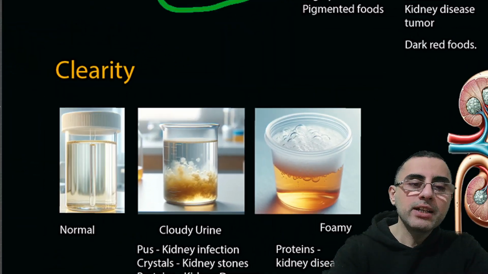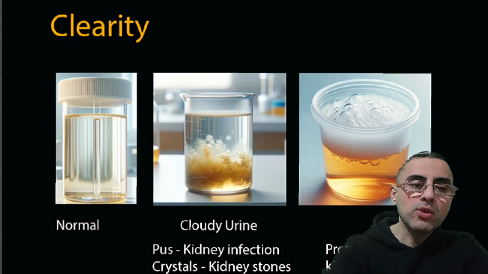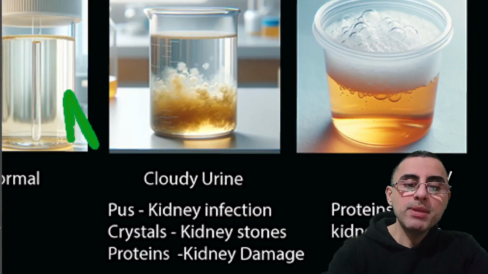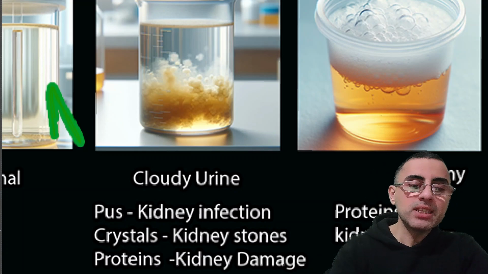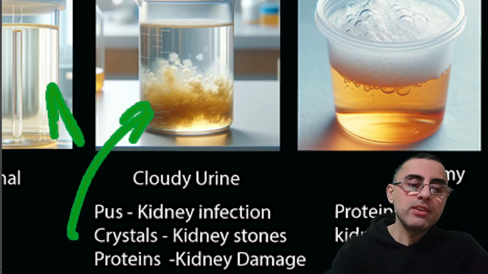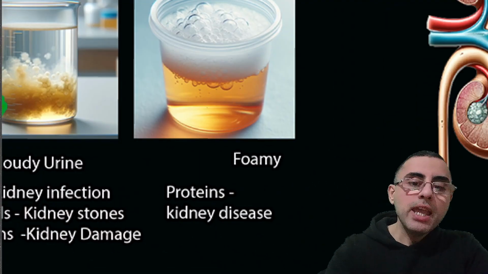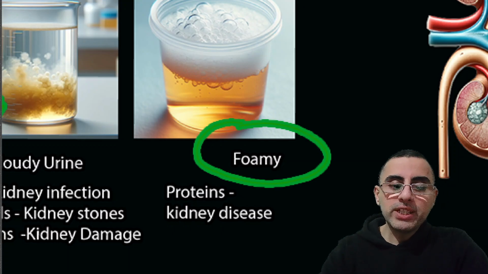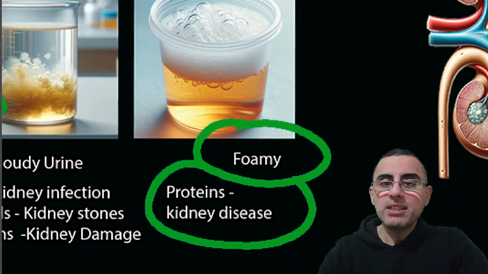Another important characteristic of visual examination is clarity. Normally, urine should be clear. If it's cloudy, there can be pus in the urine. Pus means kidney infection. There can be crystals in the urine. Also, it indicates kidney stones, and if there are proteins, then it means kidney damage. And when urine is foamy, it means proteins in the urine, and proteins in the urine means kidney disease also.